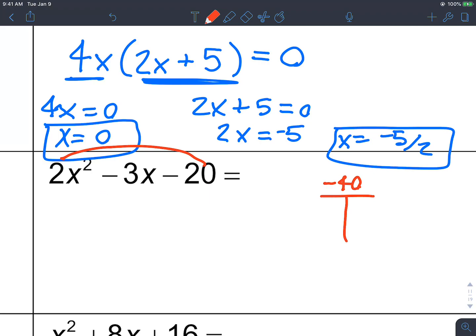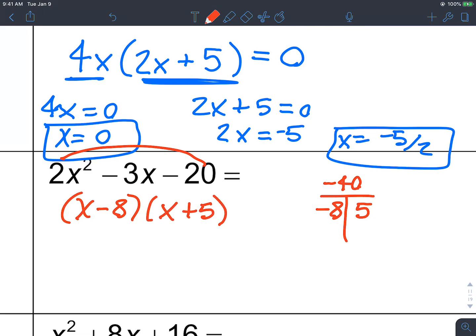So if we do that, let's see here. 4 and 10 wouldn't work out. Maybe 5 and 8. Yep, there we are. So 8 and 5, or 5 and 8, and it should be negative 8 because it's got to add up to this negative 3 in the middle. Okay, the next step here, I write x minus 8, and then x plus 5.